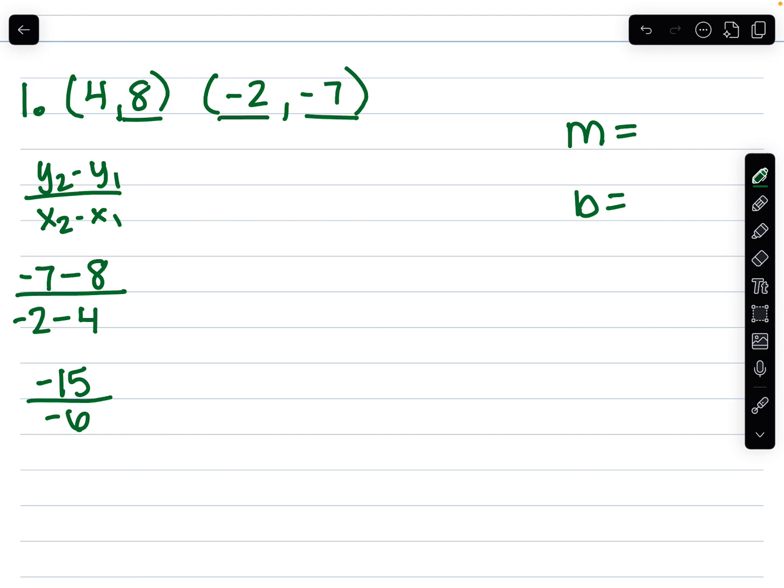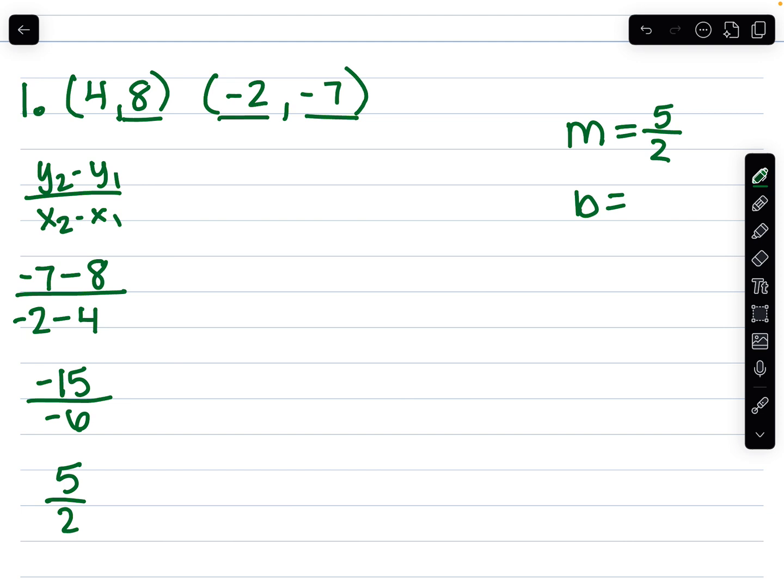No, but they are both divisible by what number? 3. What's 15 divided by 3? 6 divided by 3? 2. So my slope here is going to be 5/2. I would always write those out to the side. That way you have them for our final answer. Okay?